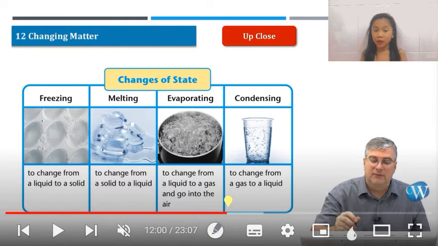Okay, so the next one is evaporating. Evaporating is going from a liquid to a gas, going into the air, and then it disappears, right? After it evaporates, you can see that it comes up, and it all comes together to make liquid again. And if it's too cold, then it will fall as rain or snow.